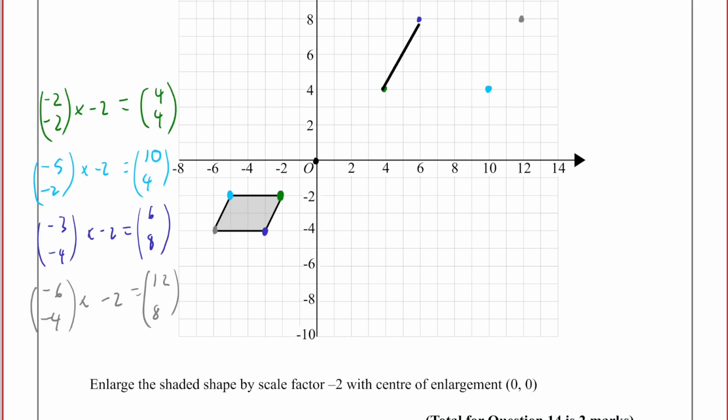So our new shape is here. And if we connect, so if we go through the origin, we should be able to join up each point with its new point. And we can.